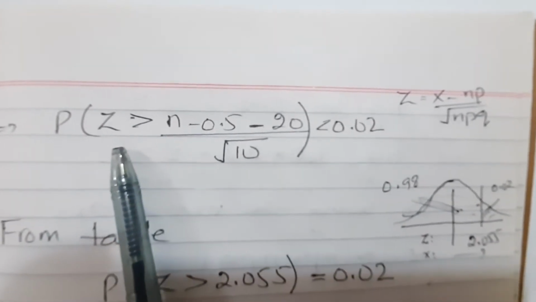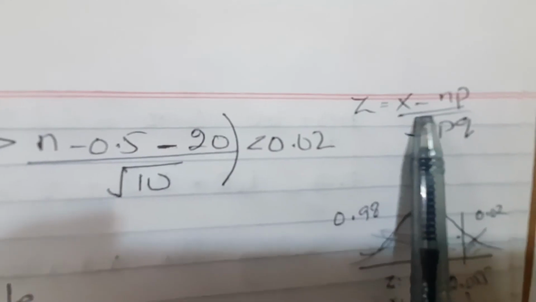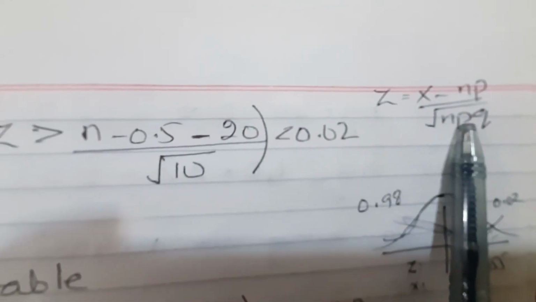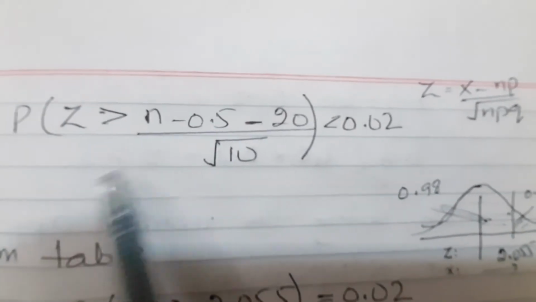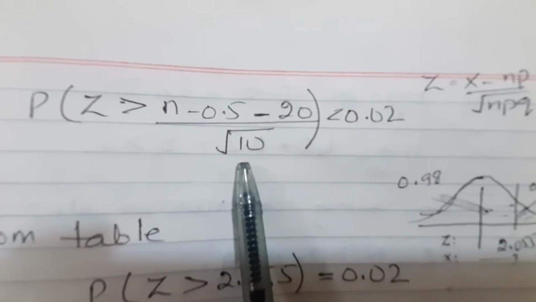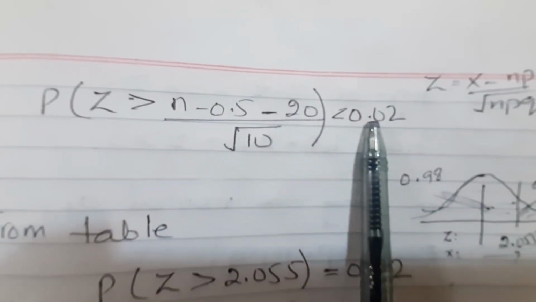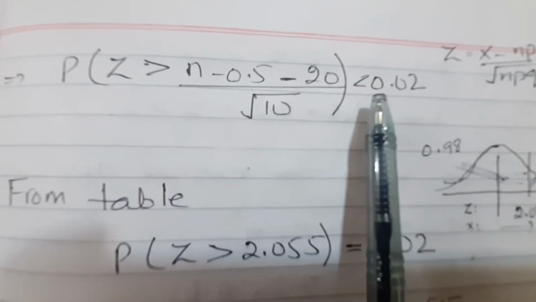Okay, so after that I'm changing x into z using this formula, x minus np over root npq. So this was my x. I just showed you I subtracted 0.5, and the expression is less than 0.02. Now from the table, I am checking.